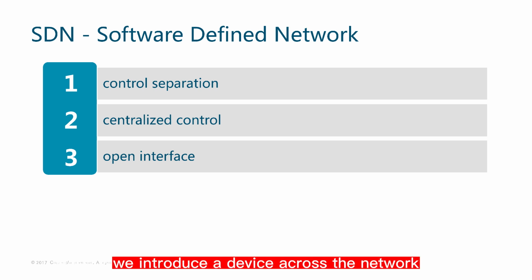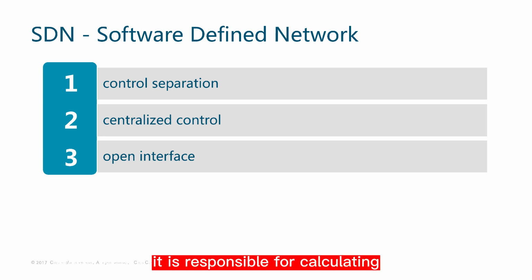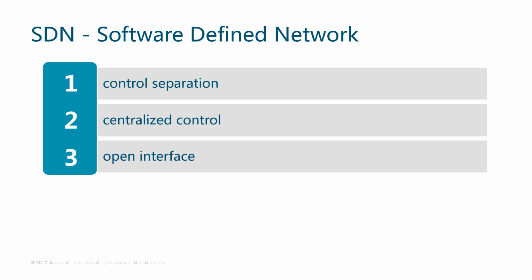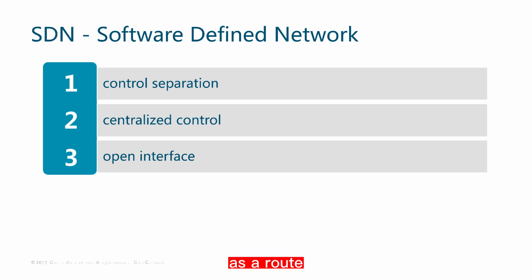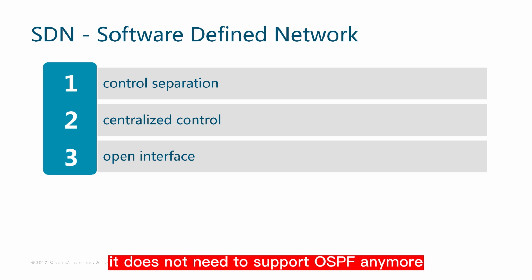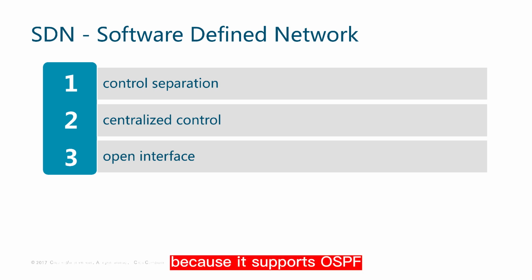We introduce a device across the network, the hardware called the SDN controller. It is responsible for calculating. After it completes the calculation, it sends the table directly to the device. This table is more than just a routing table. For example, you will learn the label in the future. It can also calculate. After it's over, it directly forwards the generated table to the device. The device gets this table and forwards directly. As a router, it does not need to support OSPF anymore, because it supports OSPF in order to establish neighbor synchronization of the routing table.